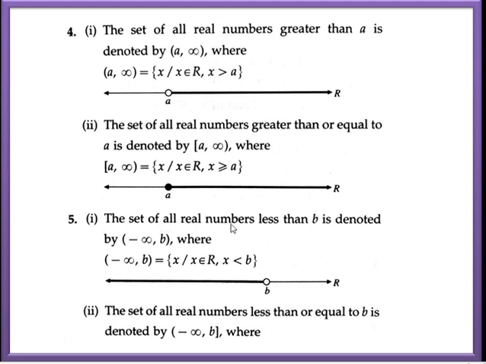The set of all real numbers less than B. Less than B towards what? Minus infinity. How far less we do not know, till minus infinity. So we write this as the open interval (minus infinity, B). Again, minus infinity is something which is less than every real number. Clearly it is negative, but it is not a real number.